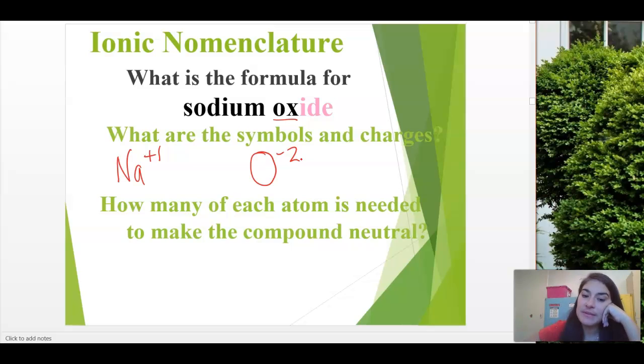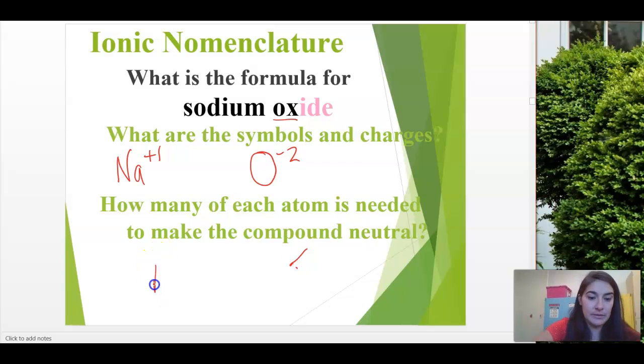Okay, so how many of each atom is needed to make the compound neutral? Right now, if I have 1 sodium, that's a +1 charge. And if I have 1 oxygen, that is a -2 charge. The total electrons lost has to be the same as the total electrons gained. So the total positive charge has to cancel out with the total negative charge. This is where that least common denominator part comes in. Simply look at 1 times 2. Multiply those charges together. 1 times 2 equals 2. And so that is telling me that for sodium, in order to get it to equal 2, I need 2 of them.